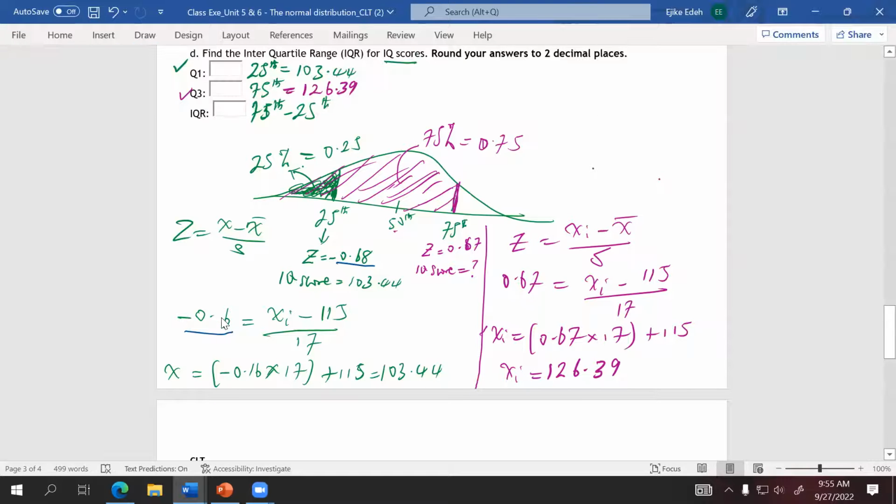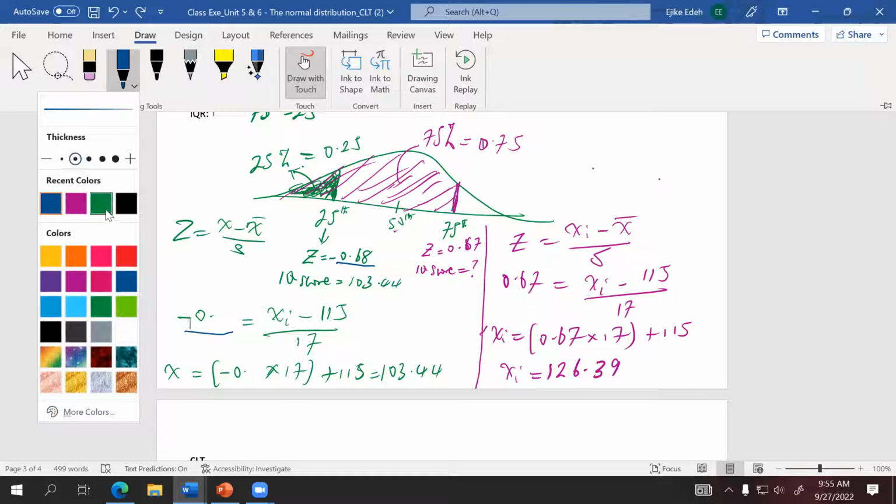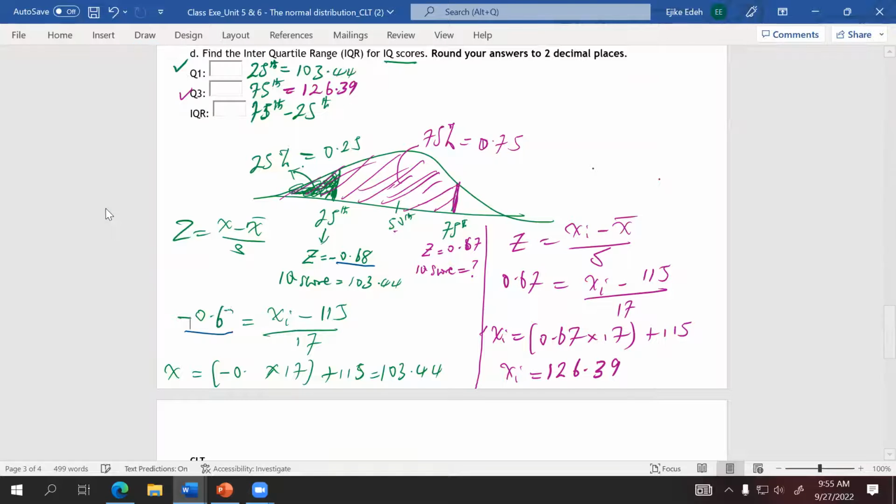So this should be negative 0.68. This one should also be negative 0.68. So our answer will be slightly off. No, I calculated that with negative 0.68. Oh, okay. So we just need to correct this part here. Yes. Okay, thank you very much. Any other concern or question on this?